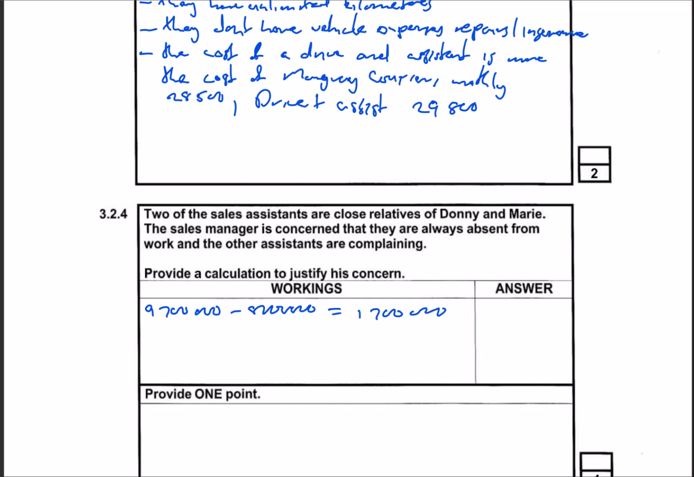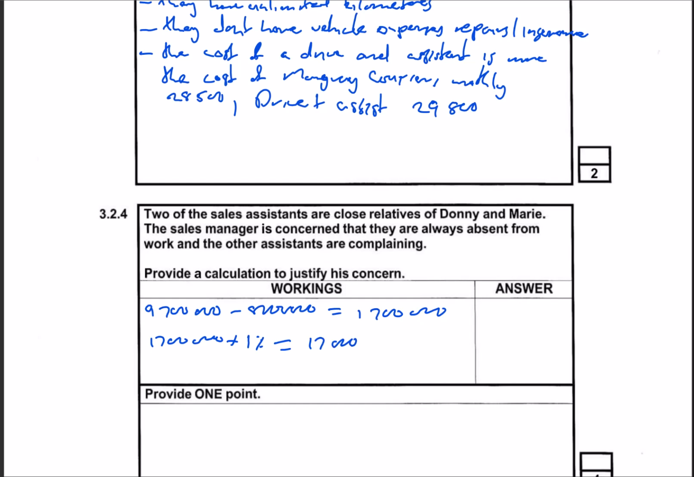Right, that 1,700,000 times 1%, this will give you 17,000. That's 17,000 actually. Right, so that will be 17,000 for each one of them, and there are 5 of them.